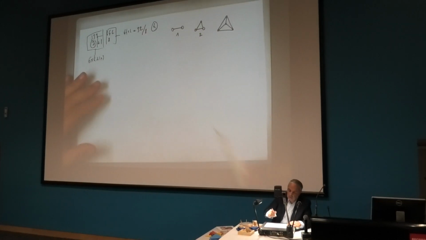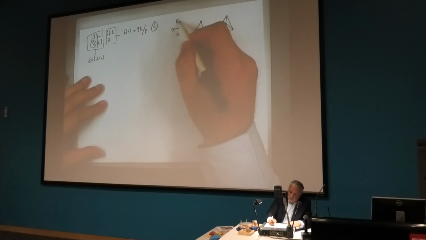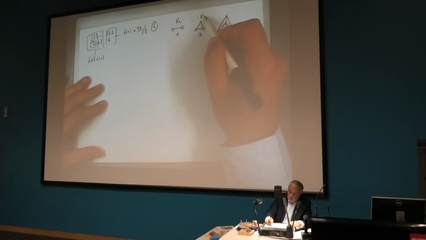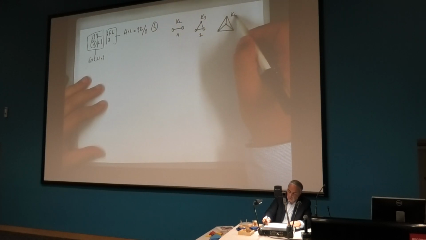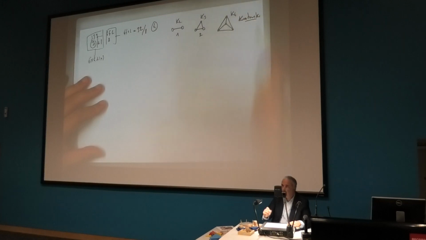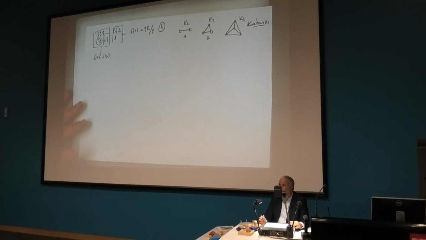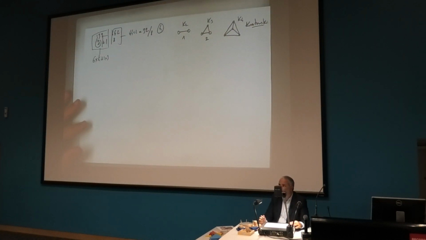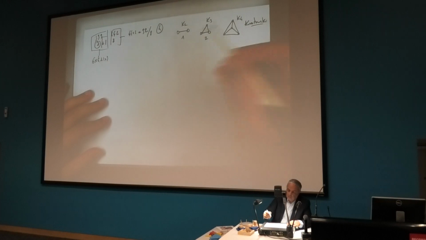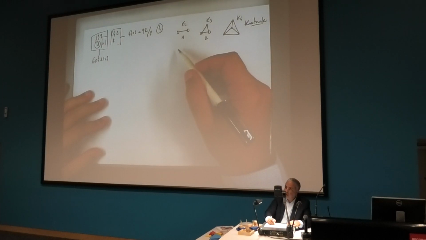So, in a more mathematical way, this is K2, this is K3, and this is K4. K is for Kuratowski. If you don't like the name, you don't care about Kuratowski. Okay. So with 5, how many links?